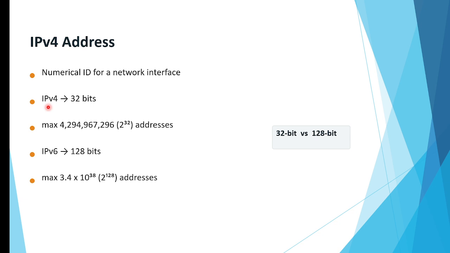IPv4, Internet Protocol version 4, addresses are 32-bit long. It gives you 2 power 32 possible unique addresses. Next one is the Internet Protocol version 6. IPv6 addresses are 128-bit long. It gives you 2 power 128 possible addresses.